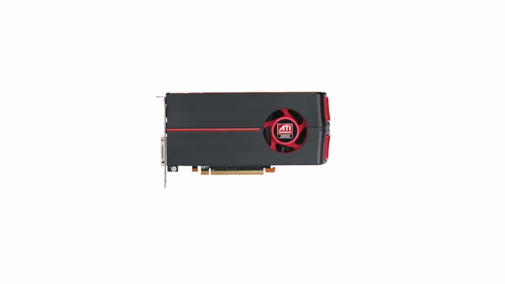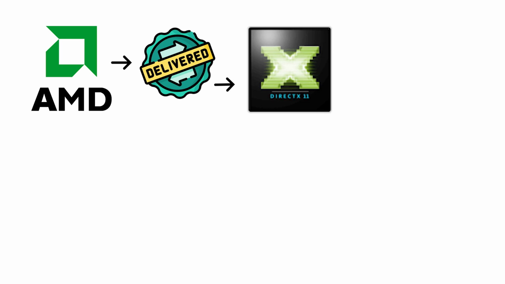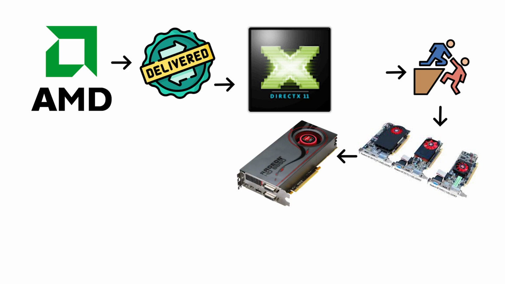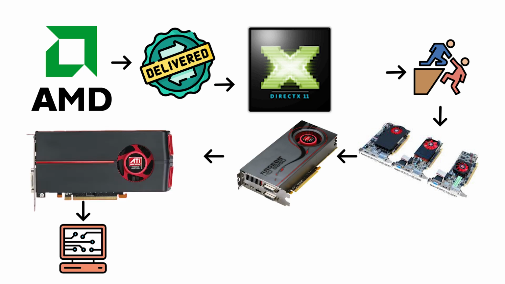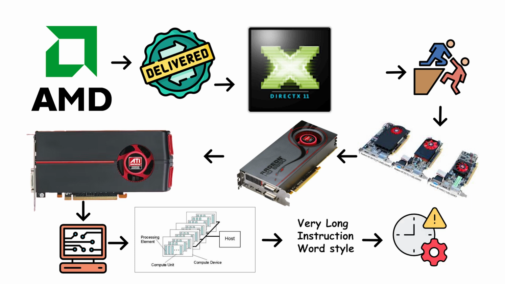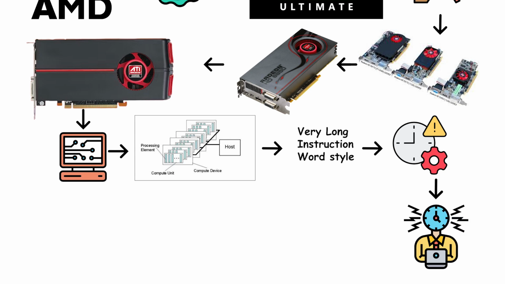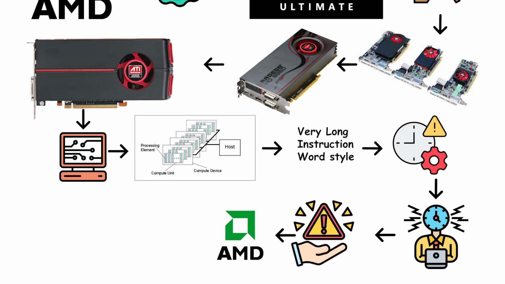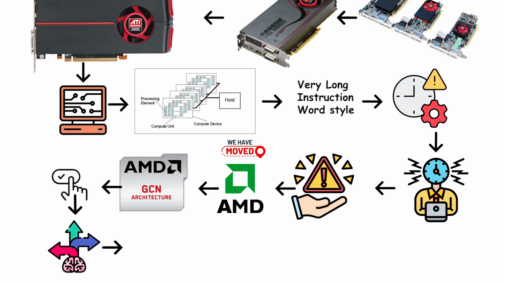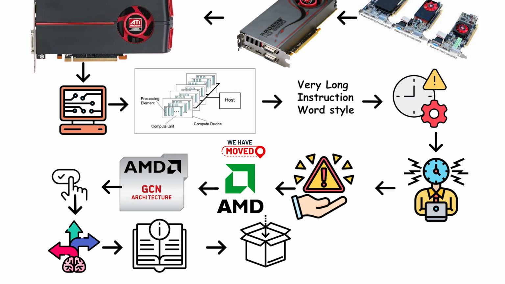Across the TeraScale generations, AMD delivered full DirectX 11 feature support on the Radeon HD 5000 family and continued it on Radeon HD 6000. TeraScale could run general compute via OpenCL, but the very long instruction word style and scheduling constraints made wide compute use harder than on later designs. Those limitations are a key reason AMD moved to Graphics Core Next afterward, which replaced very long instruction word with a more flexible scalar plus single instruction, multiple data approach.